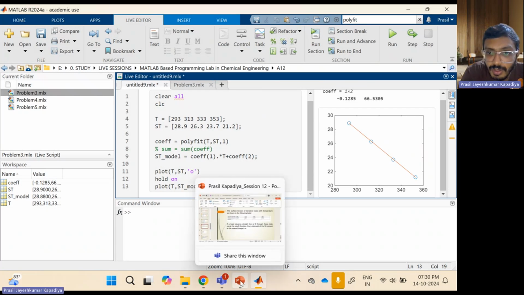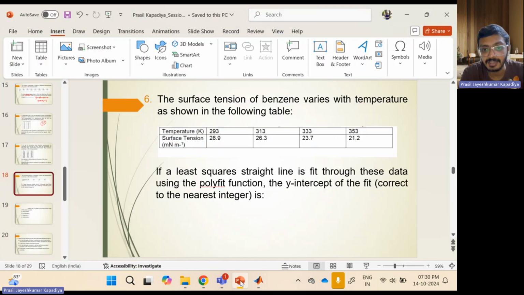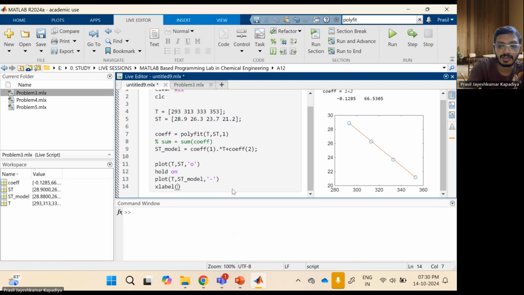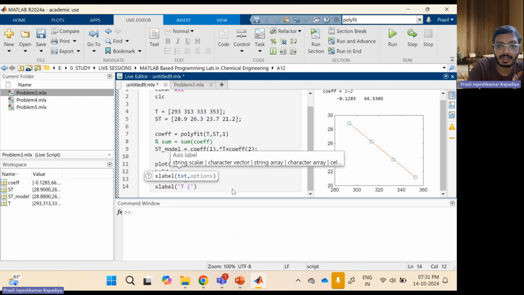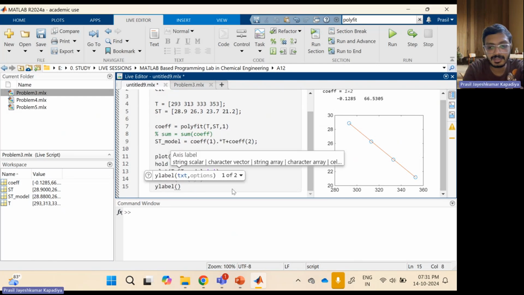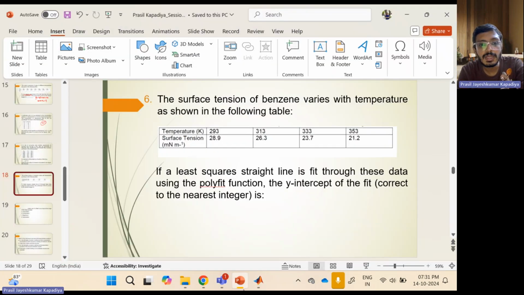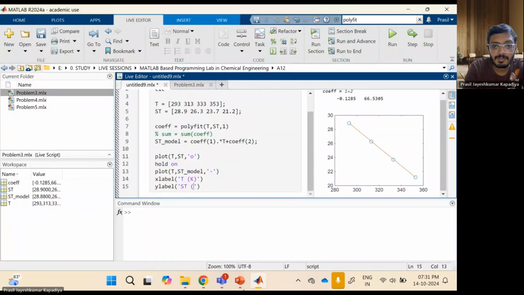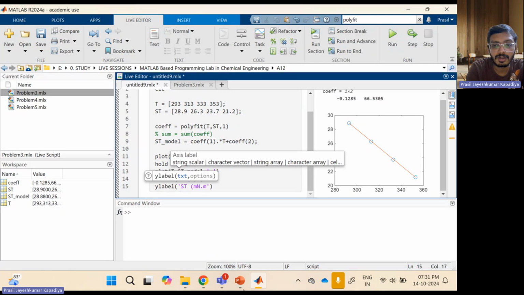Okay. So what is asked? What is the value of intercept? So intercept is 66.53. So that is nothing but 67. Okay. So we can also add X label as temperature in Kelvin and Y label as surface tension in, what is the unit? Millinewton per meter. Millinewton per meter.